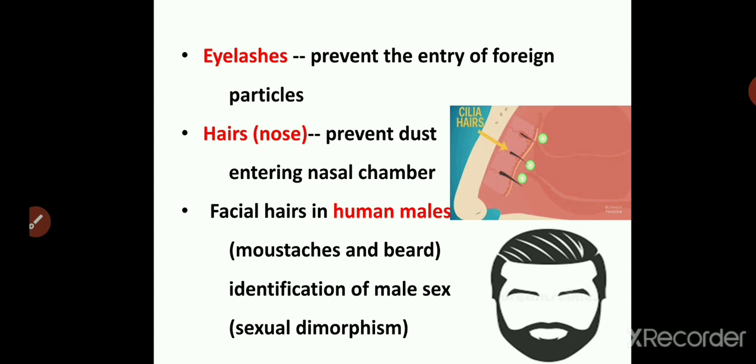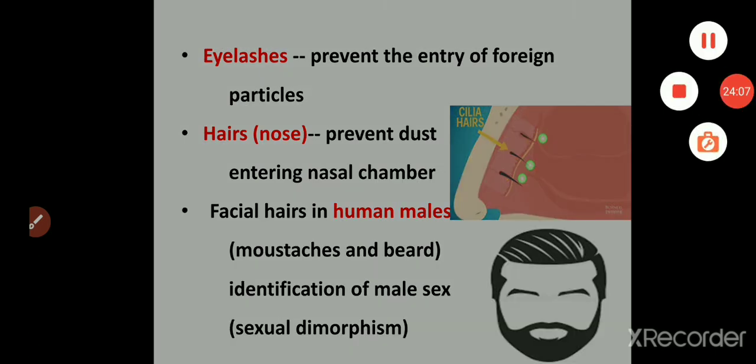Then there is facial hair as well, especially in human males. They have the mustache and the beard. And this is the identification of the male sex. That is called sexual dimorphism. So just by looking at the hair on the face, you can identify whether it's a male or a female. Obviously, the females do not have the beard and the mustache. Yes, children, please read the text and try to find out your doubts.